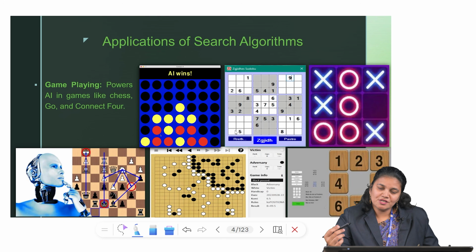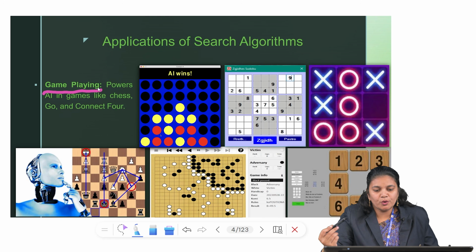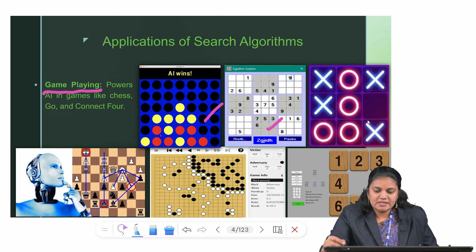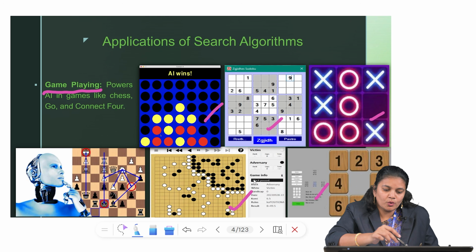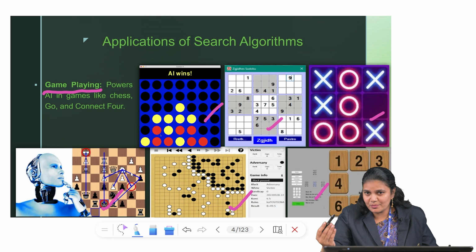Another important application of AI search algorithms is playing games. In this window, we can see some of the games: Connect 4, Sudoku, Tic-Tac-Toe, Number Puzzle, AlphaGo, as well as chess. In all these games, nowadays humans are playing against machines, and we know that the machines will win. So how does this happen?